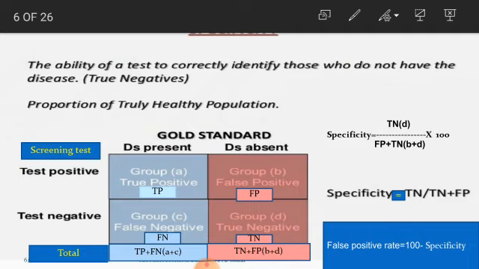True negative plus the false positive, multiplied by 100. So the specificity equals the true negative, which is D, divided by true negative plus the false positive, multiplied by 100. The specificity is the ability of the test to exclude those who have no disease from those who have no disease according to the gold standard test.